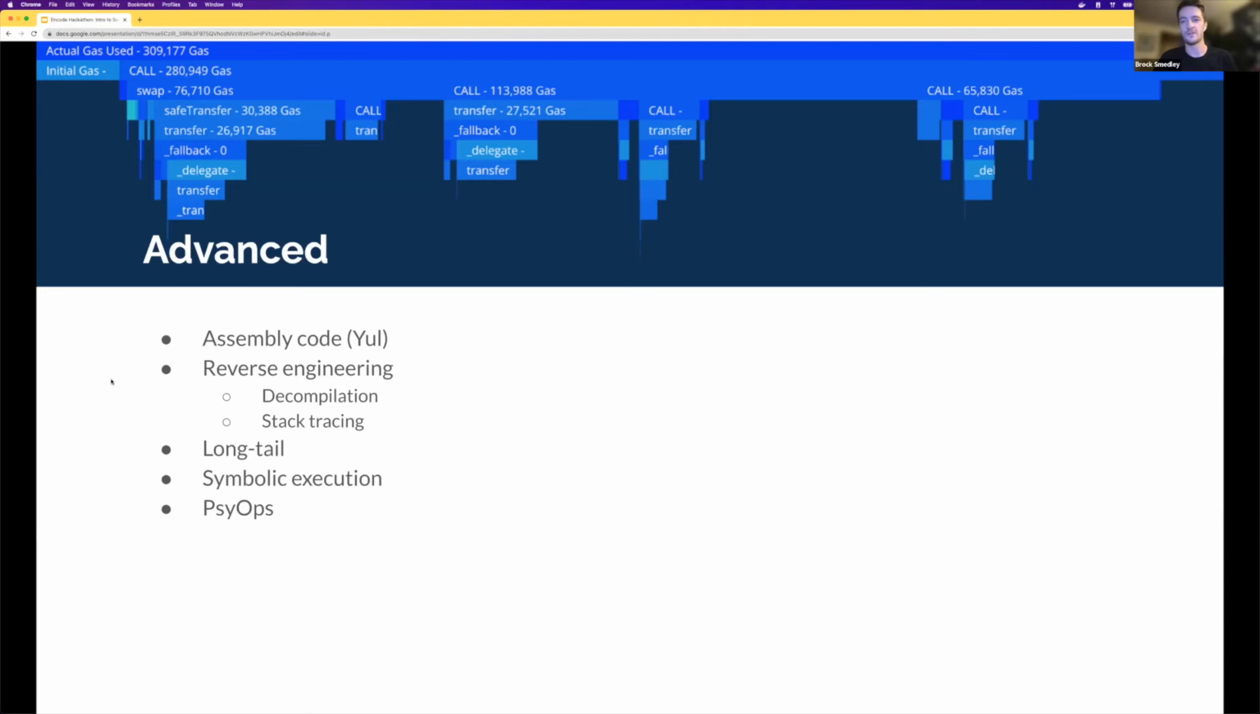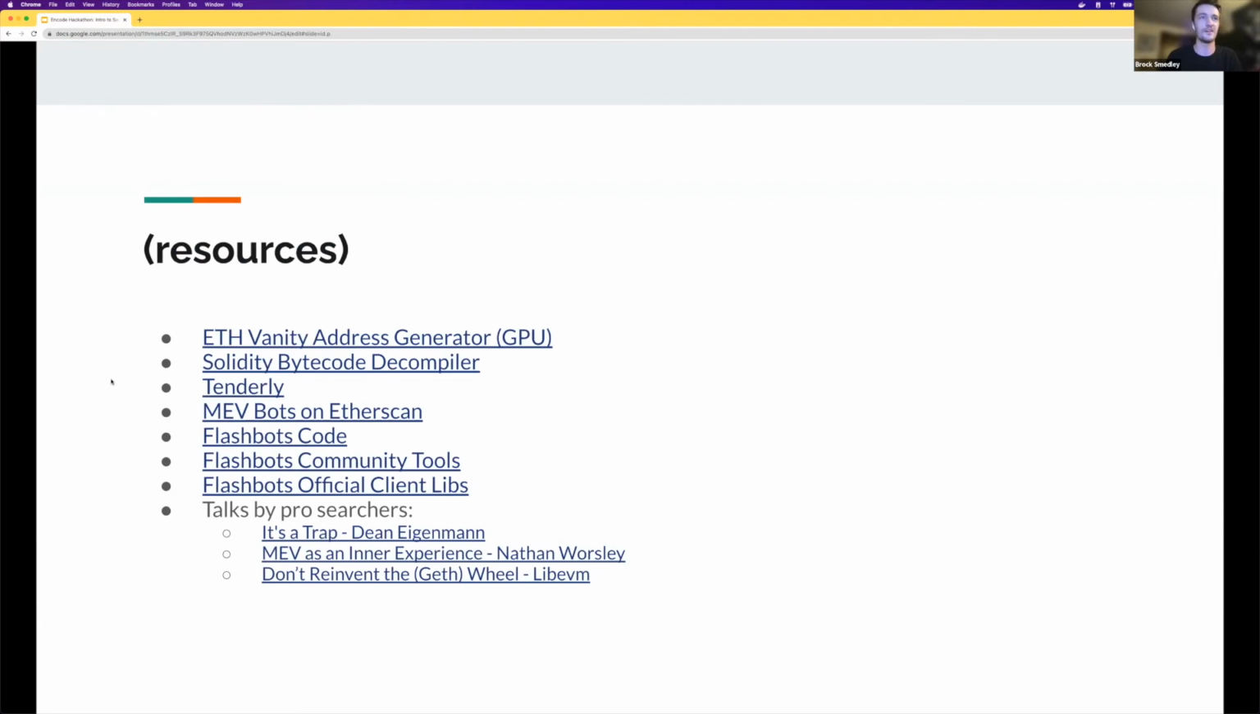Yeah, that's the overview for advanced searching topics. I think that's about it. Here's a bunch of resources. I'll release the slides, or I believe I'll send them to Steve, and they'll be on the website after the talk. But these are a bunch of tools that I use, and then these talks at the end. These are some talks from some pretty advanced searchers from MEV Day at the event in Amsterdam. I learned a lot from these. I think you can too. I really enjoyed these talks. So check those out. Yeah, that's all I have for you.